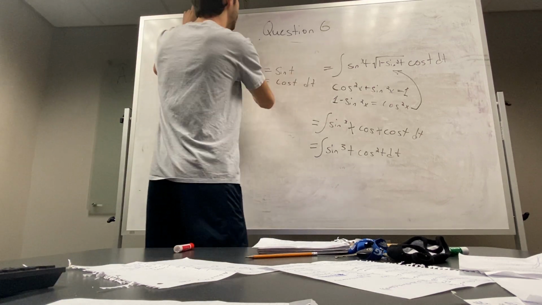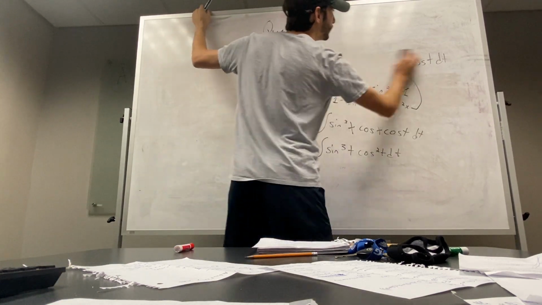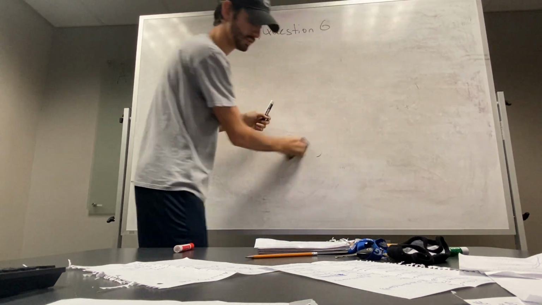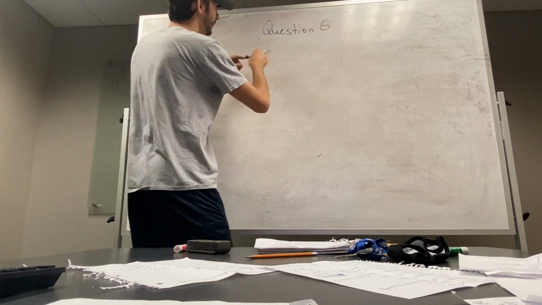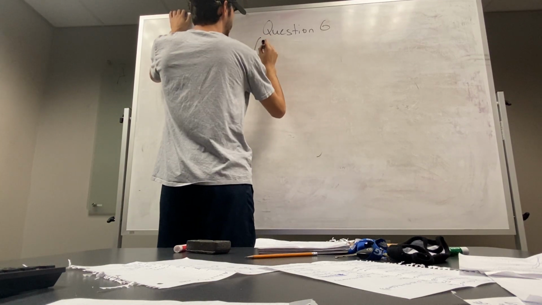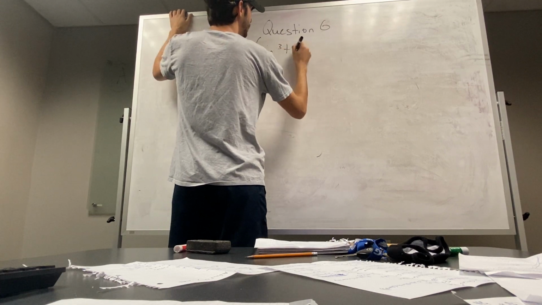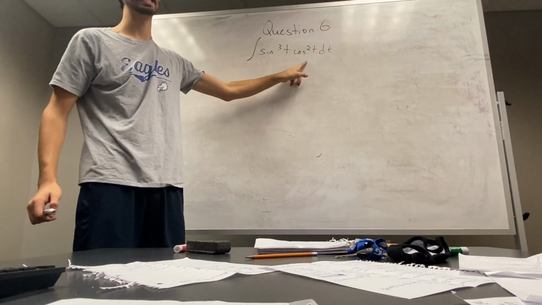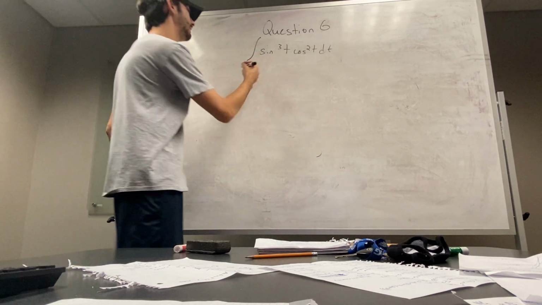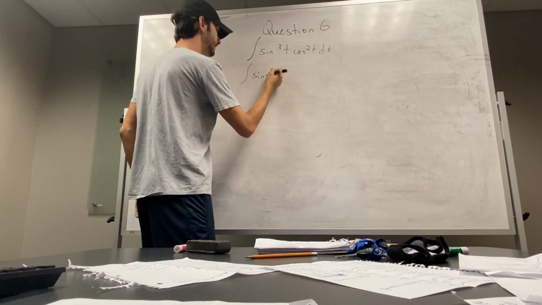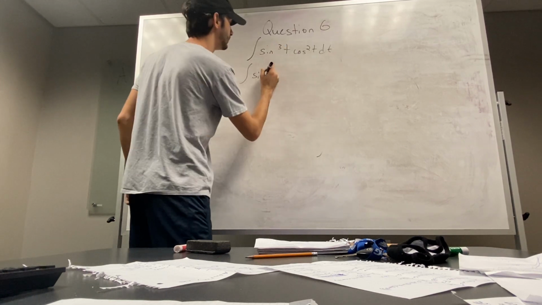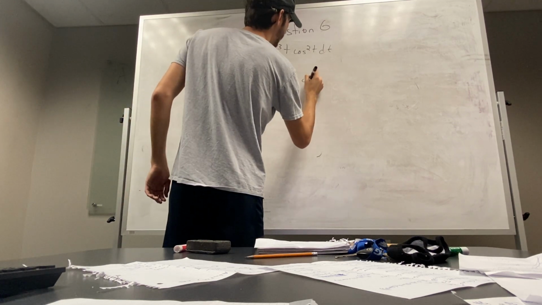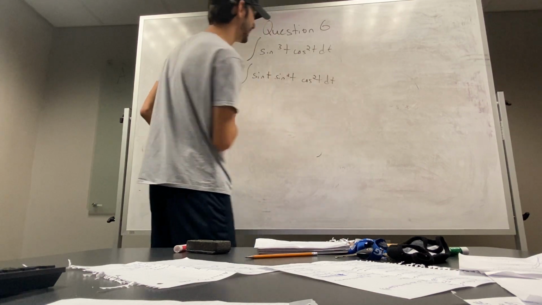So I'm going to go ahead and erase all of this and bring our problem back up to the top so that we can finish solving it. So what we're going to have is sine cubed t cosine squared t dt. Okay, so we can work with this, but we cannot work with this. So we need to separate sine cubed t into sine t sine squared t cosine squared t dt.